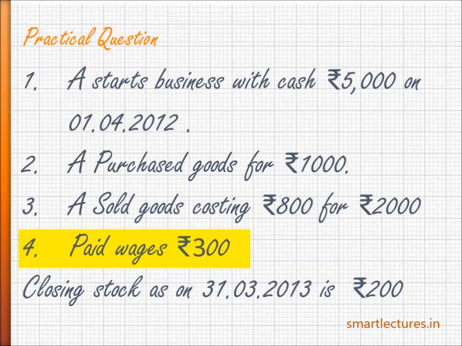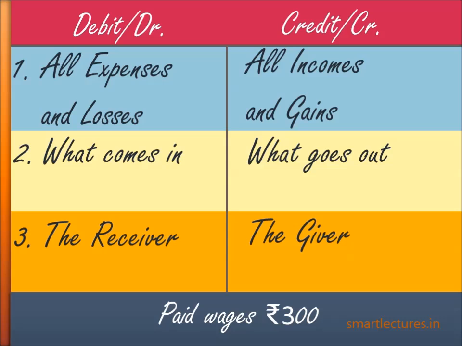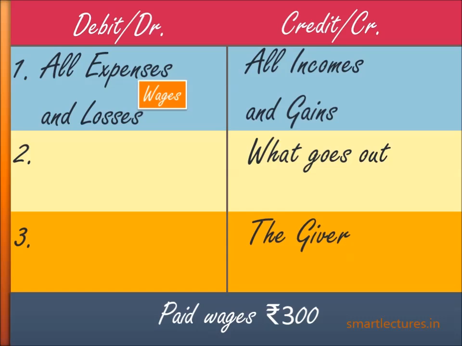Now the new transaction is paid wages rupees 300. So come on debit side. Debit all expenses and losses. Is there any expense or loss? Yes. We have incurred the expense and the name of the expense is wages. So you write down wages. So no need to go to option number 2 and 3 on debit side. Now move to the credit side on right hand side.